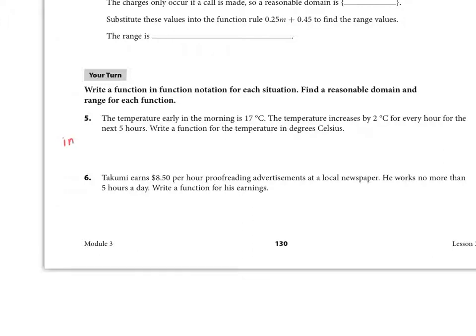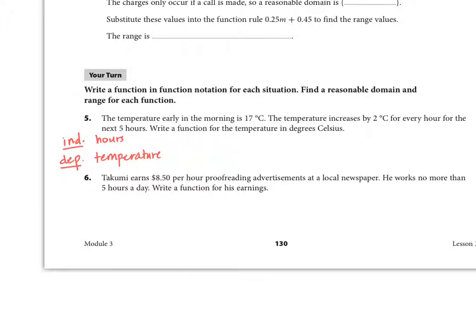So it doesn't tell us to do it here, but it's a good idea to identify the independent and dependent variable, right? We can't write a function if you don't even know what the independent and dependent variables are. So it looks like the dependent variable is the temperature, because the temperature depends on the hours, a number of hours, I guess.